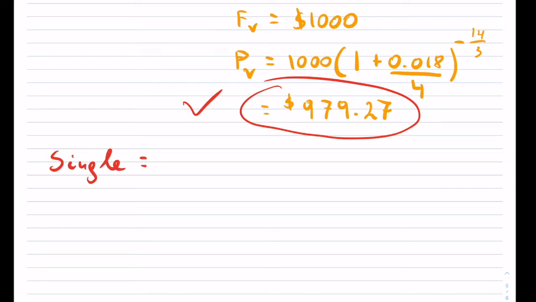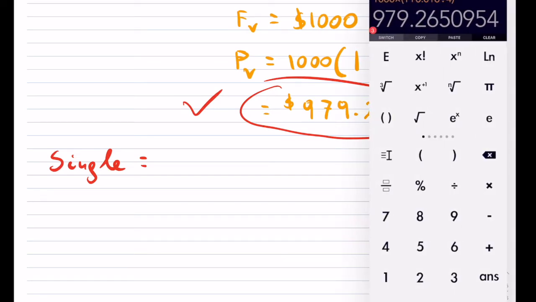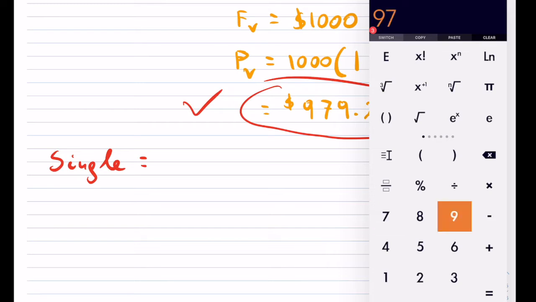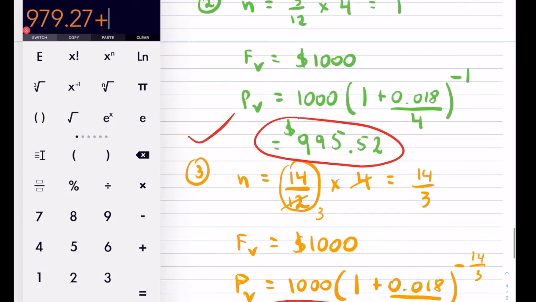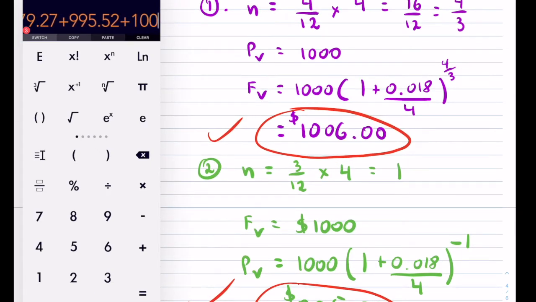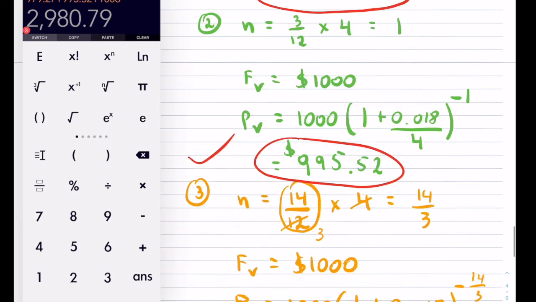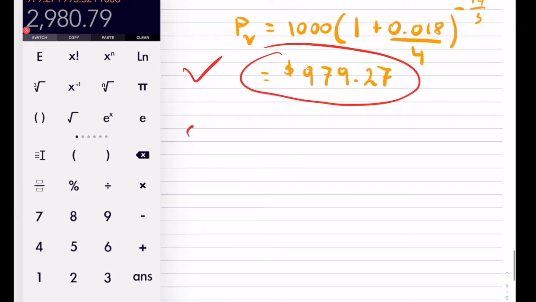So my single payment that I would have is, I can add all of these up. So if you add them up, I have 979.27 plus 995.52 plus 1006, equals. That would be your single payment, 2980.79.